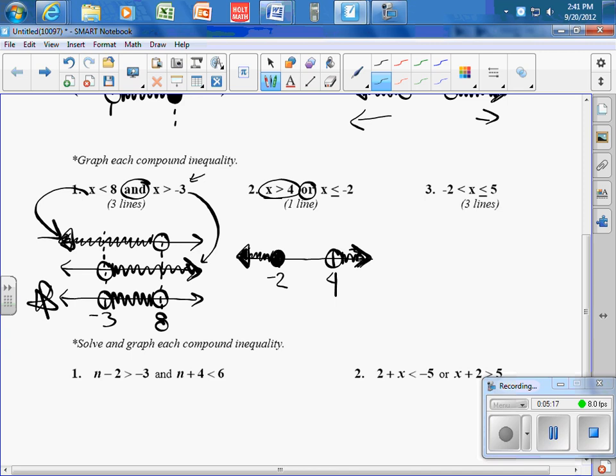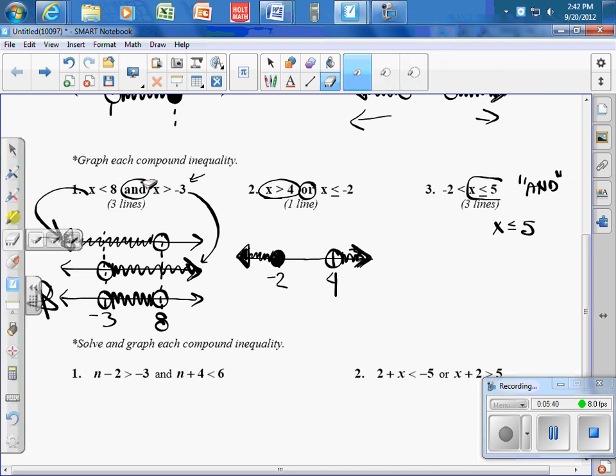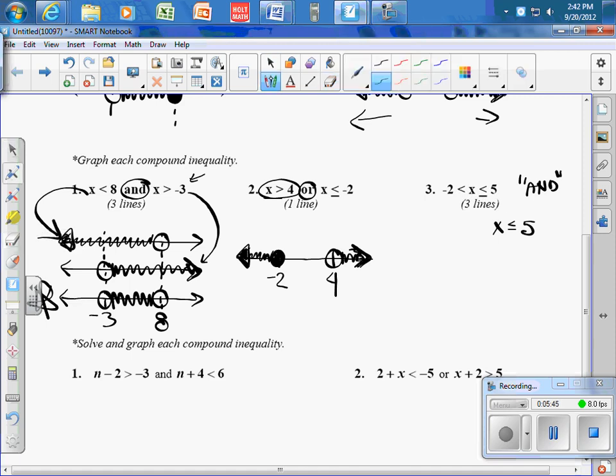Now number 3, -2 is less than x is less than or equal to 5. This is a compound and. It will take 3 number lines. Now notice that we have one inequality here: x is less than or equal to 5. But also notice we have another inequality here, and that's -2 is less than x.